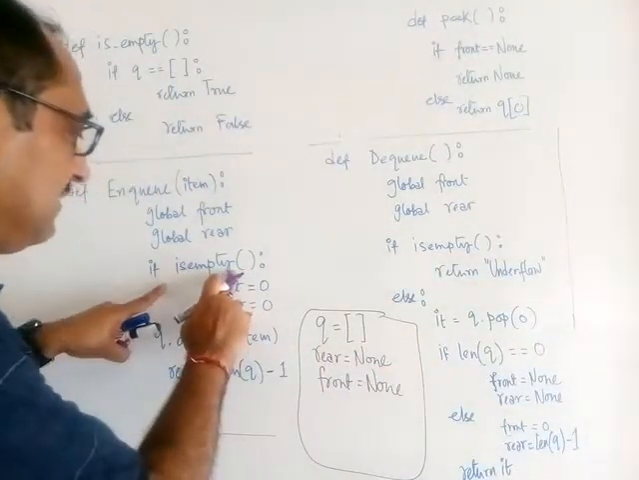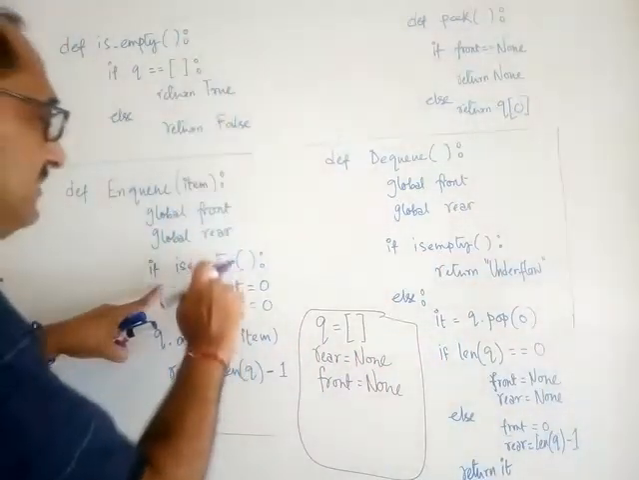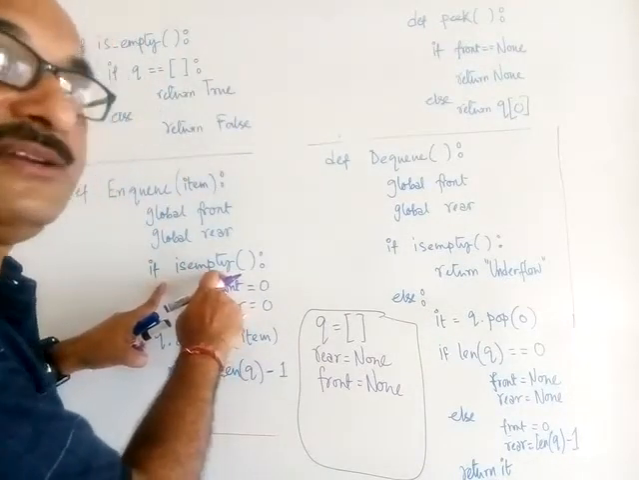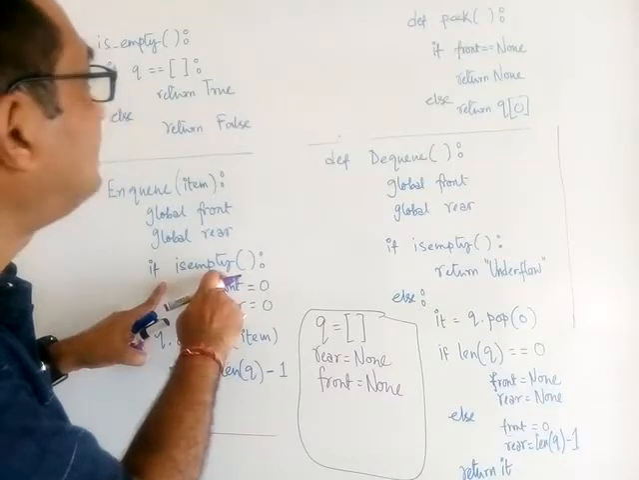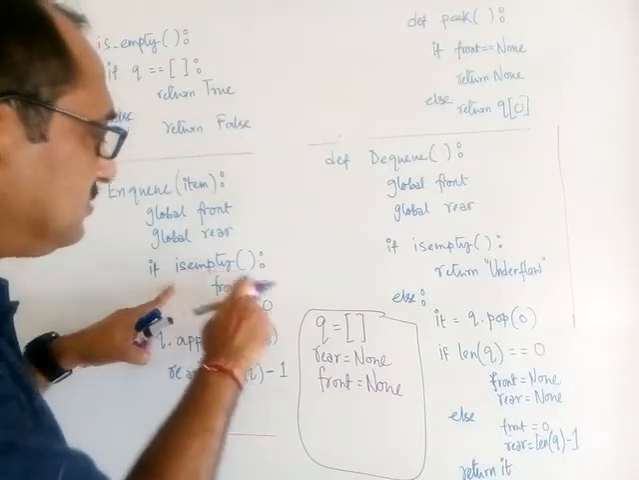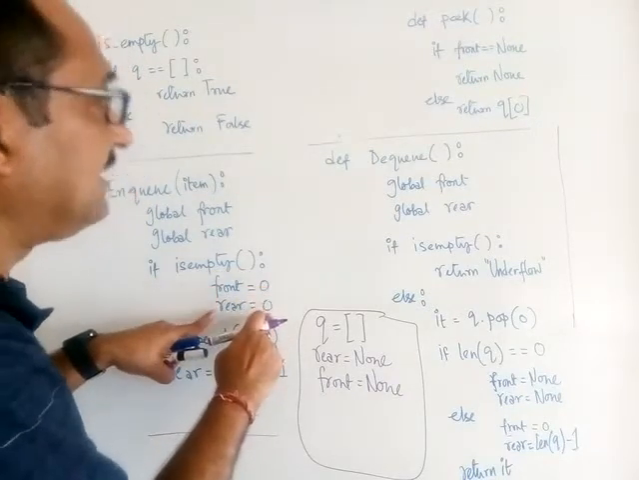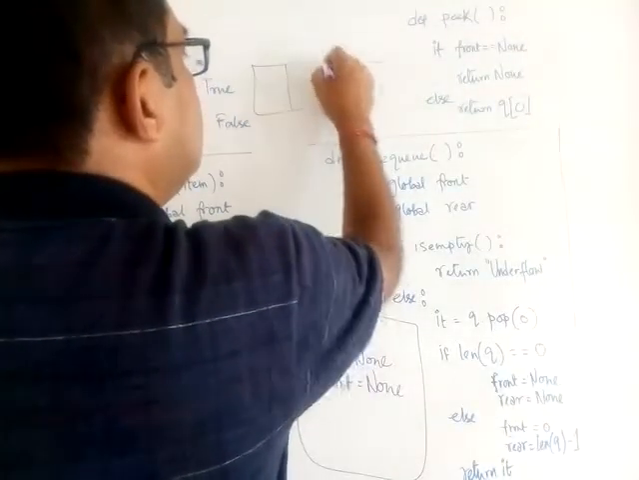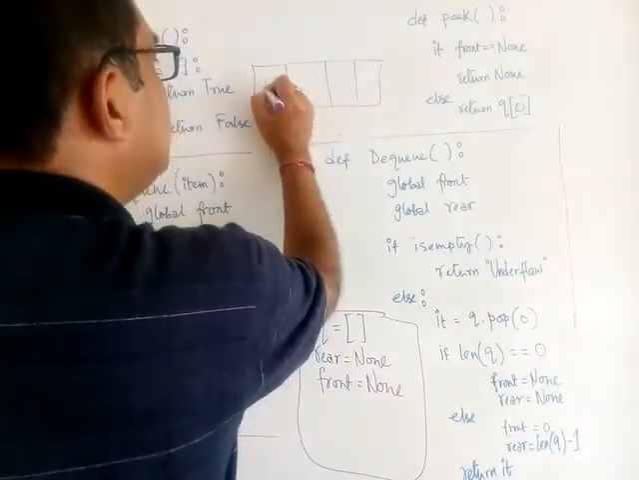So if the function was is empty, now since I am going to insert an item, obviously front and rear will no more be none. So I put front equal to 0, rear equal to 0. It is like there was a blank list. First time some insertion took place. So I inserted the item 13.